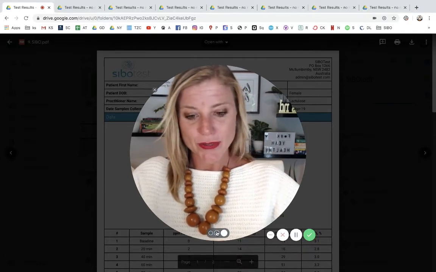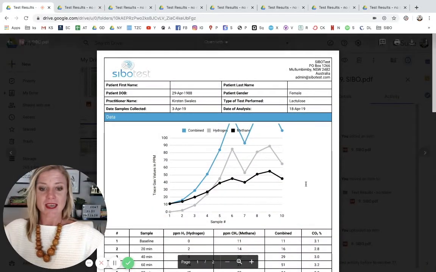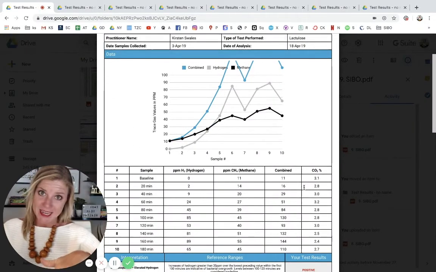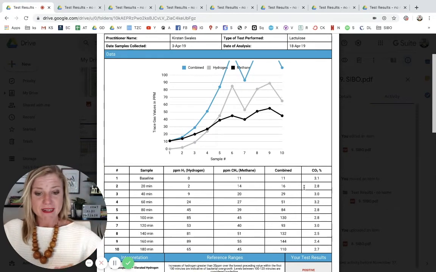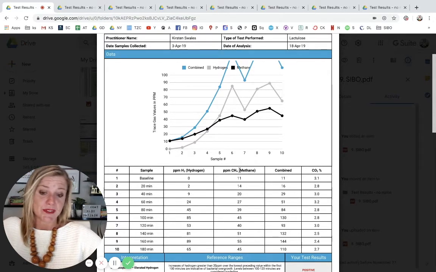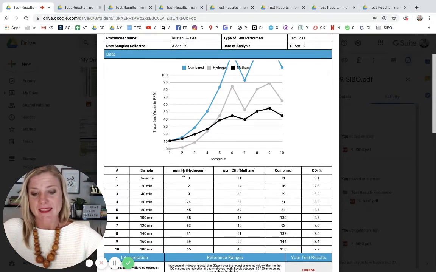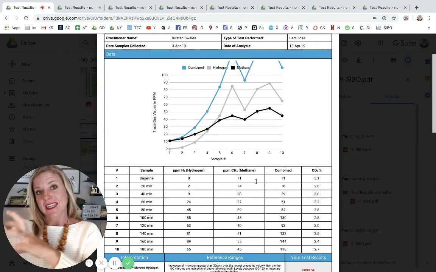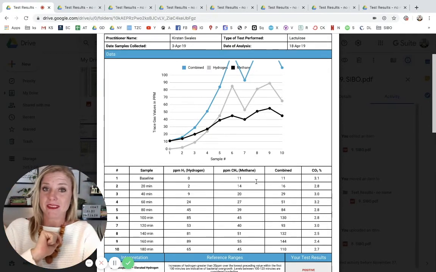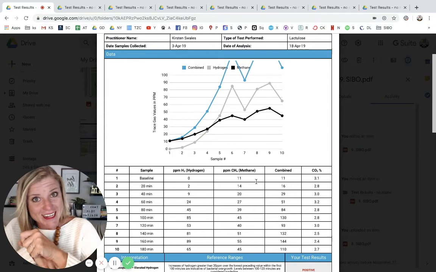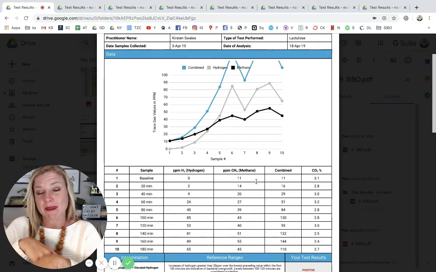So let's go through some. Okay, so I always start by looking in the methane column, and then I look at the hydrogen. The reason for that, so methane is CH4, so it takes four hydrogen molecules and one carbon molecule to make methane, and then hydrogen is two molecules. So the methanogen can also eat the hydrogen gas. So if you have high amounts of the methanogens, which produce the methane, then they could be gobbling up some of the hydrogen gas, which gives you a false reading on the hydrogen numbers.